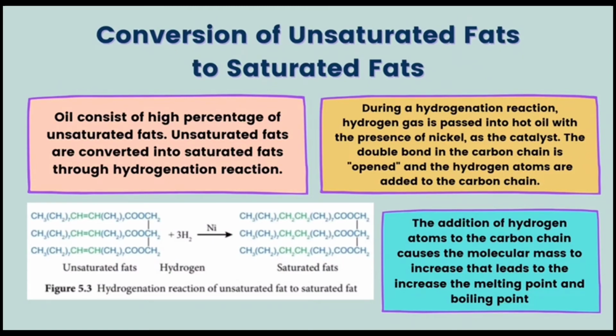So, do you guys get it? No? Let me explain. The addition of hydrogen atoms to the carbon chain causes the molecular mass to increase, which leads to the increase in the melting point and boiling point. This situation explains why margarine exists in a solid form at room temperature even though it is produced from oil.